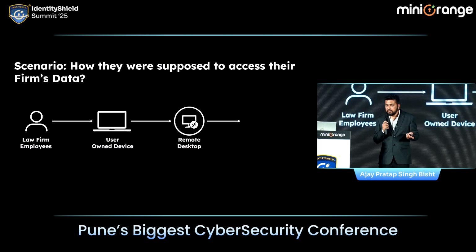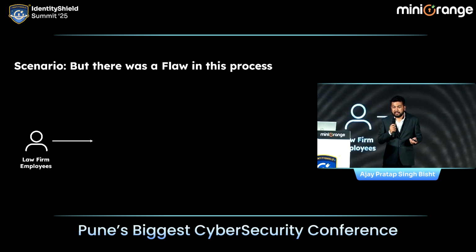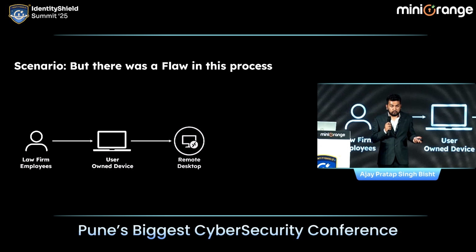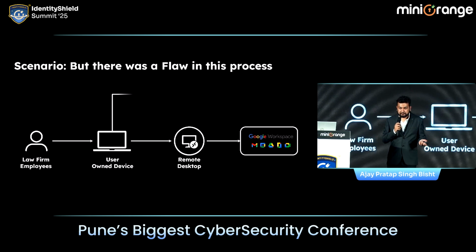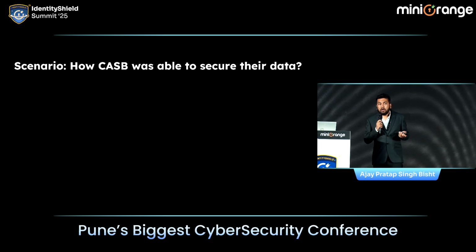If you can connect to your Google Workspace through remote desktop, you can also connect to it directly. Who is there to stop you? There is no one who can stop you. And you can access all the files, confidential files, and everything you will be able to access. So how was CASB able to secure this data?